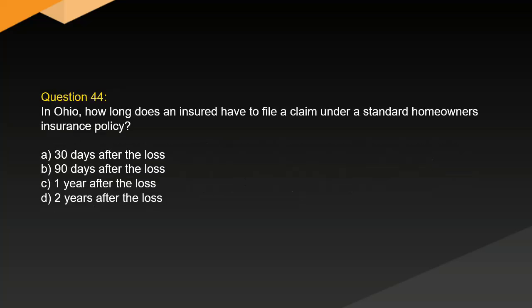Question 44. In Ohio, how long does an insured have to file a claim under a standard homeowner's insurance policy? A. 30 days after the loss. B. 90 days after the loss. C. 1 year after the loss. D. 2 years after the loss.